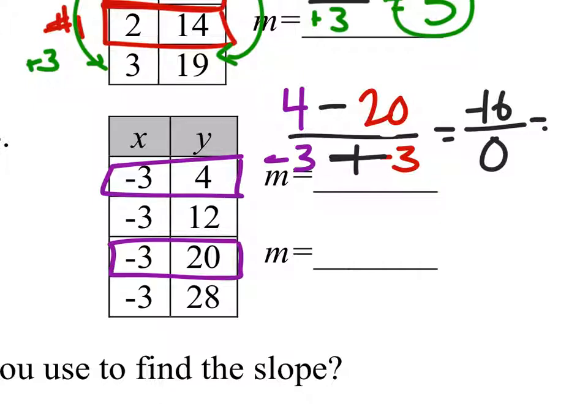Negative 16 divided by 0 is 0. No, it is not 0. It is infinity, which means it would be undefined. Now on the homework it showed it with the 0 with a slash through it.